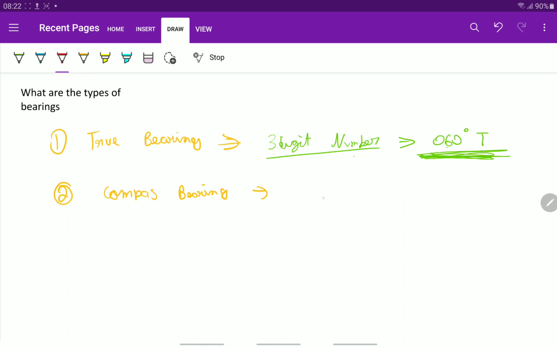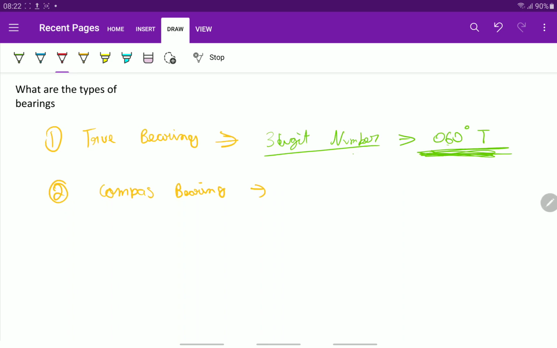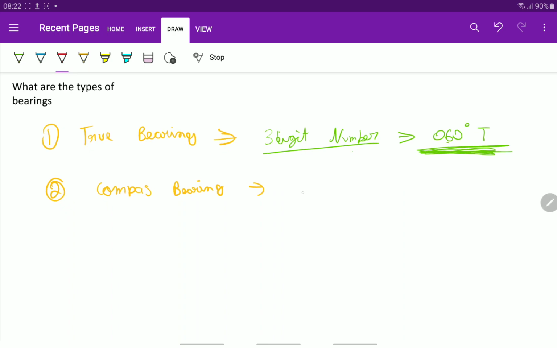And compass bearings are bearings that take the form where they actually give you the compass direction. So you could get it from the word. So compass bearing, the answer would look like north 30 degrees east, something like that.